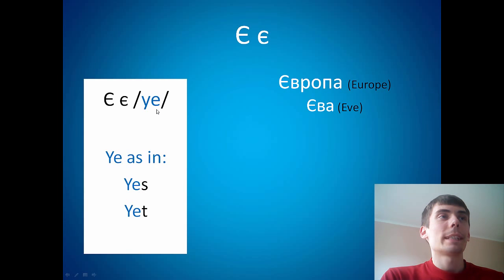Next letter, Є, as in yes, yet. And yes, it will be one of the words practically everybody in Ukraine will understand. Here are some words with Є in Ukrainian: Європа, Europe, and Єва, Eve.